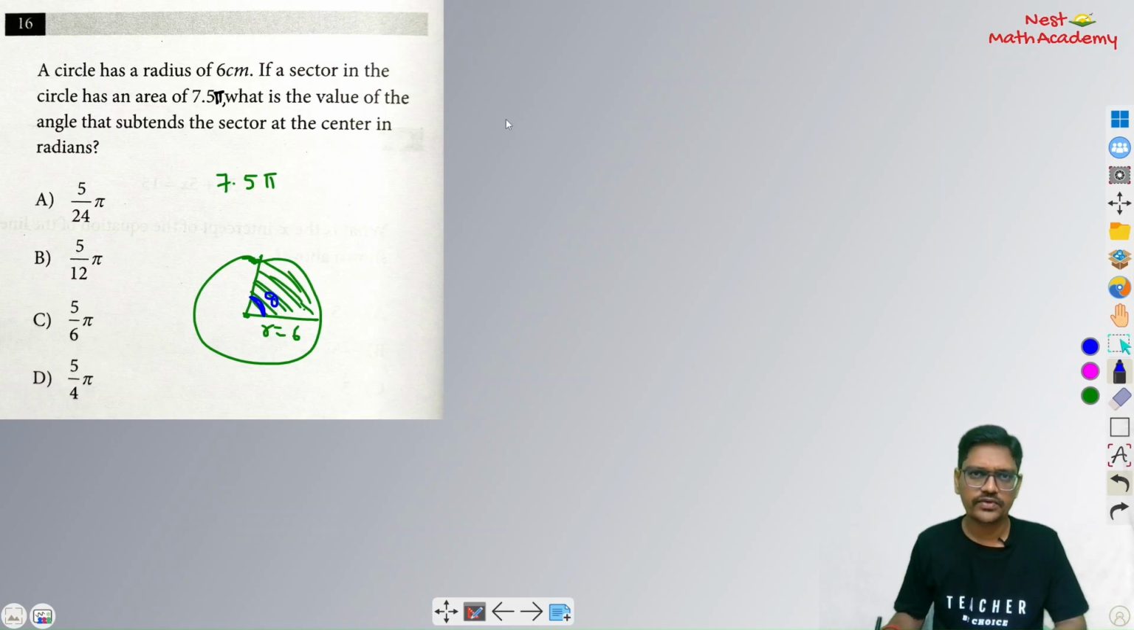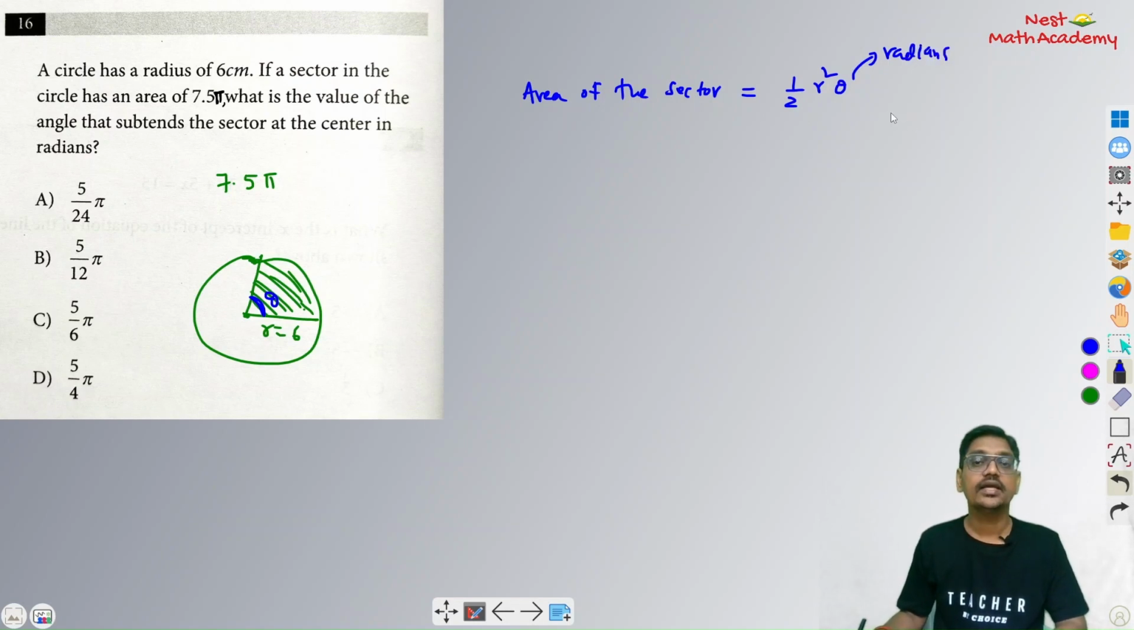We have a direct formula for the area of the sector. Area of the sector in terms of theta in radians is given by 1/2 r square theta. Theta in radians. They are also asking in radians, so we can directly use this formula. Remember this: the area of the sector, if theta is taken in radians, is given by 1/2 times r square times theta. So they claim that the area is 7.5 pi. So put 7.5 pi in this place, equal to 1/2 times r square, which is 6 square, times theta.